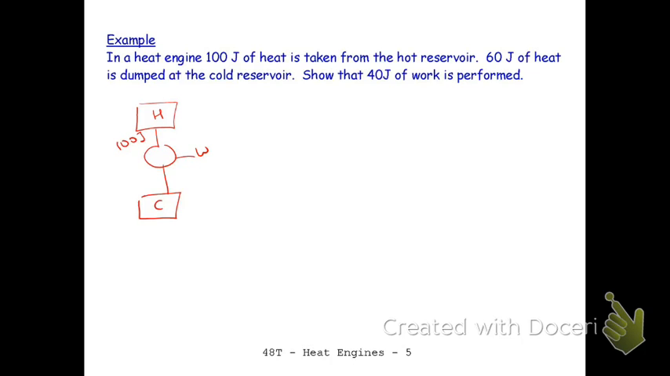100 joules of heat is taken from the hot reservoir. 60 joules of heat is dumped into the cold reservoir. How much work is done? Q hot is equal to Q cold plus W. 100 equals 60 plus W. W is equal to 40 joules. Simple as that.